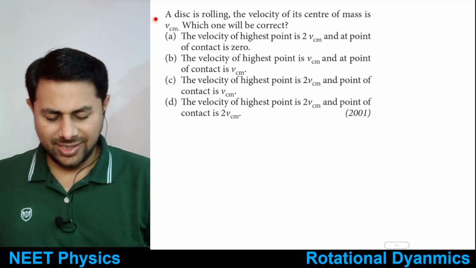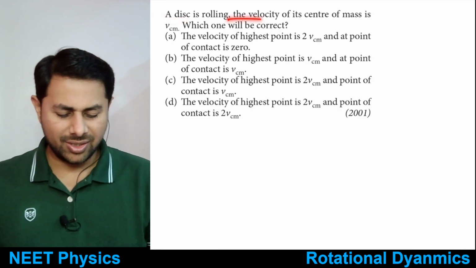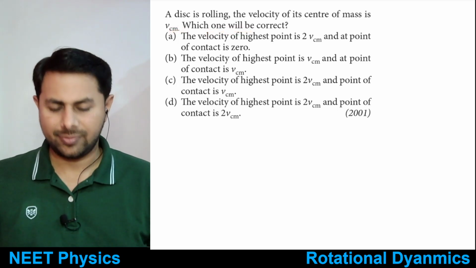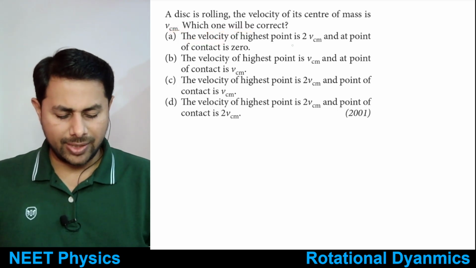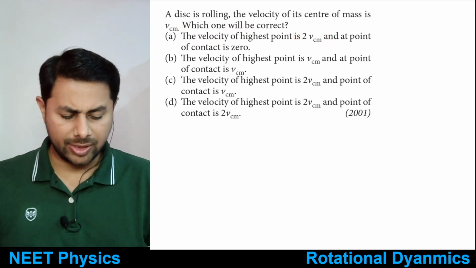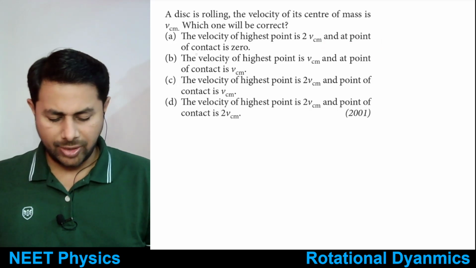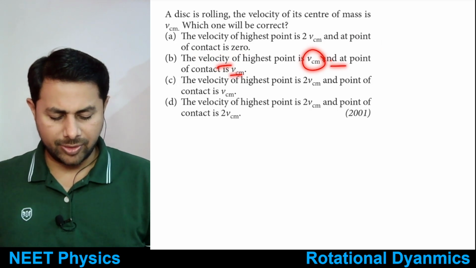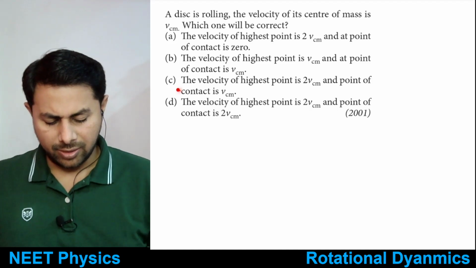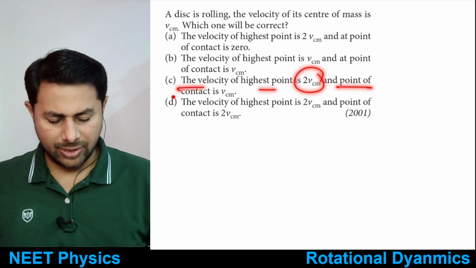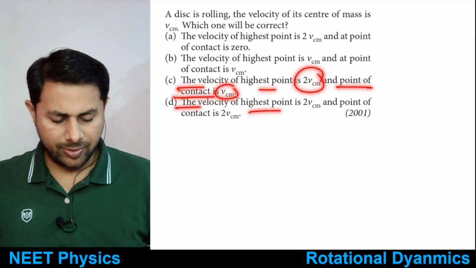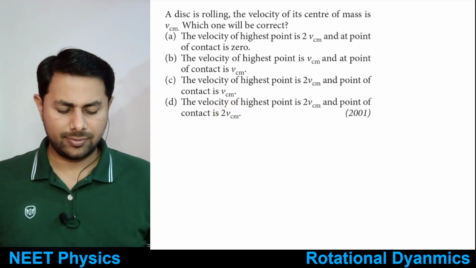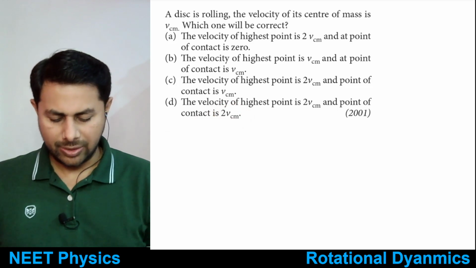Then let's see the next one. A disk is rolling. The velocity of its center of mass is VCM. Which one will be correct? The velocity of highest point is 2 times velocity of center of mass, and at the point of contact it is 0. The velocity of highest point is VCM, and at the point of contact is VCM. The velocity of highest point is 2 VCM, and at the point of contact it is VCM. The velocity of highest point is 2 VCM, and at the point of contact it is 2 VCM. Which one is correct?